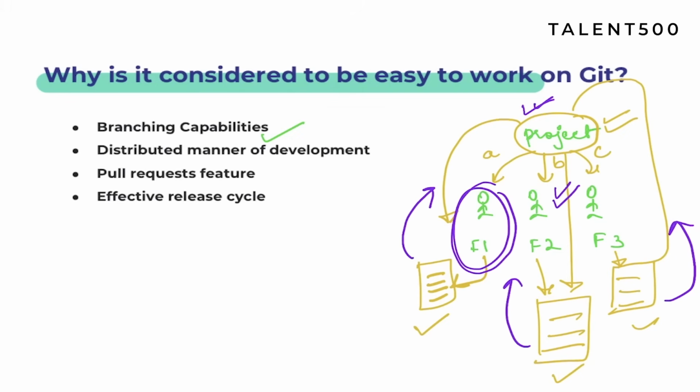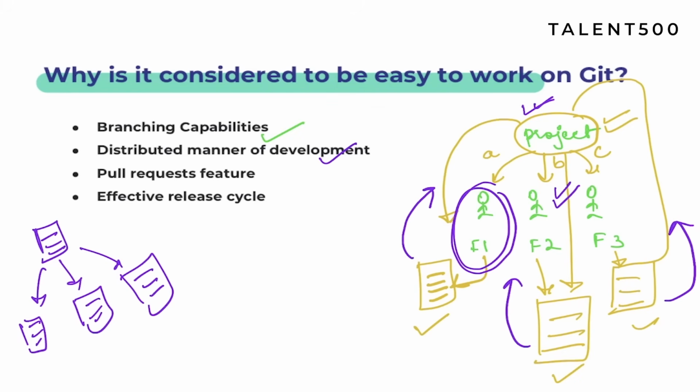Now the next one which we have here is the distributed manner of development. When you talk about Git, Git is a distributed system. Now what is a distributed system? It means instead of keeping everything in one place, we are keeping it in multiple places. That is what Git is offering. And because of this nature, it becomes easier to trace and locate data if it is lost from the main server. In Git, you are going to be maintaining certain logs, or better, you call it history.